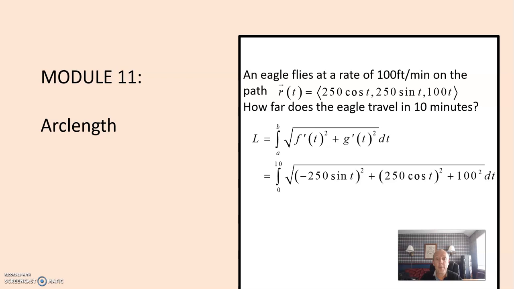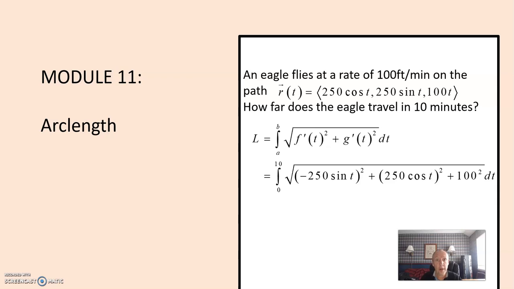All right, well, let's plug in the information that we have. So we see the eagle is flying for 10 minutes. So our arc length is going to be equal, with limits from 0 to 10, to the square root of the three quantities, the first one being negative 250 sine t, and that needs to be squared.